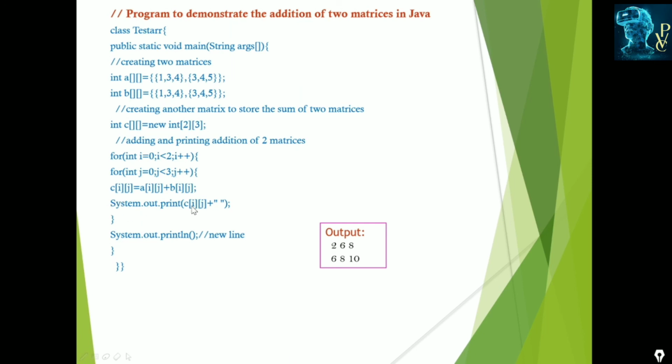Okay, we are assigned here 1 plus 1, 2, 3 plus 3, 6, 4 plus 4, 8. That is the first row. 3 plus 3, 6, 4 plus 4, 8, 5 plus 5, 10. That is the second row, and it is displayed. After the first row is printed, it has to move to the second line, so we are giving just an empty print statement. So it moves to the next line and displays the addition of 2 matrices.